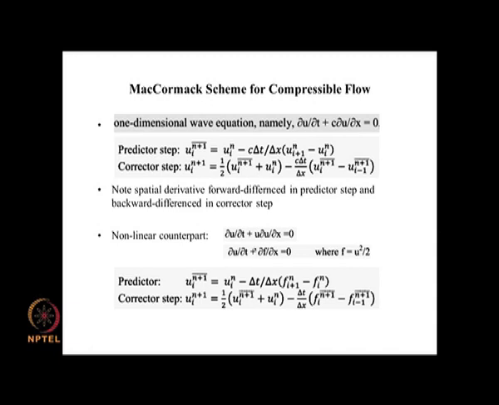Now, if you have an equation like this, the MacCormack scheme is applied in the following way. You had c here, now it is c equal to 1, and so you can write this as u_i^{n+1 bar} equal to u_i^n minus delta t by delta x times the value of flux at i plus 1 minus the flux at i at the nth step.